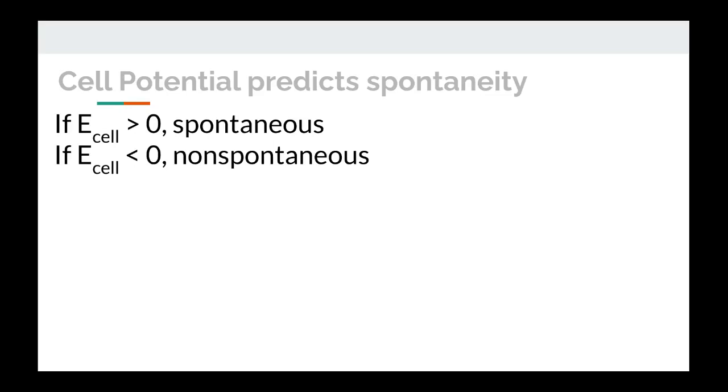Another thing that's useful about cell potential is that it can predict the spontaneity of reactions that aren't a voltaic cell. If you can figure out what must be the reduction and what must be the oxidation, and use the standard reduction and oxidation potentials, sum them up to get a cell potential: if that cell potential is greater than 0, that's a spontaneous reaction. If the cell potential is less than 0, that's a non-spontaneous reaction.